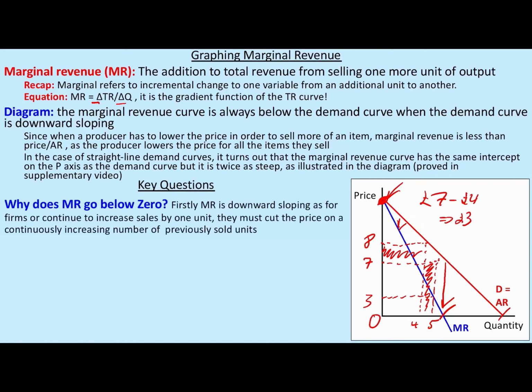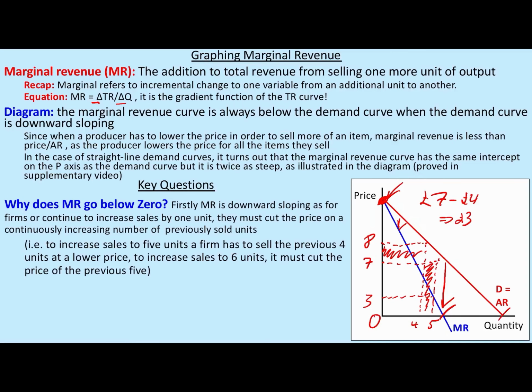Key questions then. Why does the MR curve go below zero? Firstly, we need to remember that MR is downward sloping. For firms to continue to increase sales by 1 unit, they must cut the price on a continuously increasing number of previously sold units, i.e., to increase sales to 5 units, the firm has to sell the previous 4 units at a lower price. To increase sales to 6 units, it must cut the price of the previous 5. So to carry on increasing the number we're selling, we have to carry on increasing the amount of units we're cutting the price of. So that's that detrimental part we were looking at here to our total revenue.